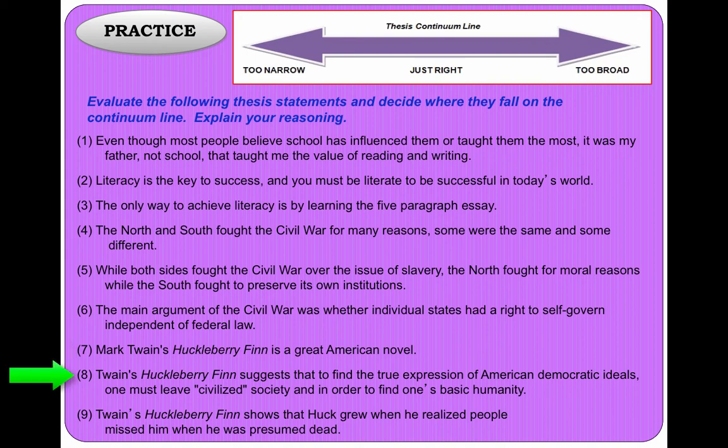8. Twain's Huckleberry Finn suggests that to find the true expression of American democratic ideals, one must leave civilized society in order to find one's basic humanity. 9. Twain's Huckleberry Finn shows that Huck grew when he realized people missed him when he was presumed dead.